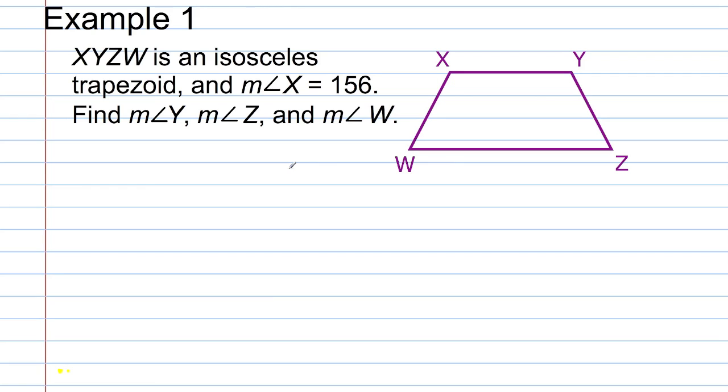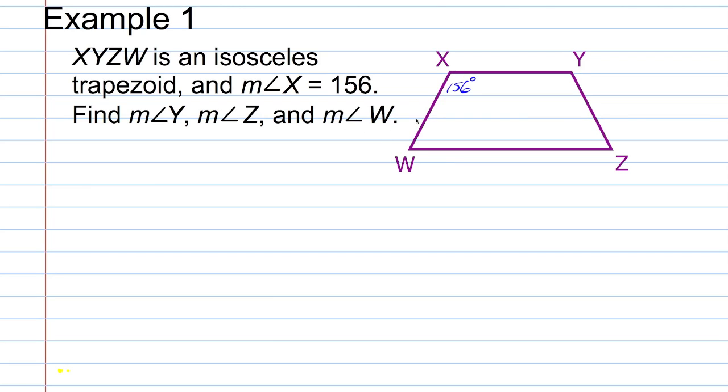Example 1. Quadrilateral XYZW is an isosceles trapezoid, and the measure of angle X is 156 degrees. So I'm going to stick that in here right now. And if you ever run across a problem where you do not have a diagram, making a simple diagram is going to make life so much easier. We need to find the measure of angle Y, the measure of angle Z, and the measure of angle W.